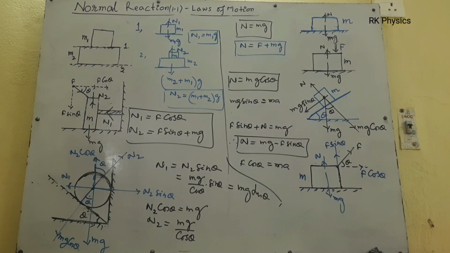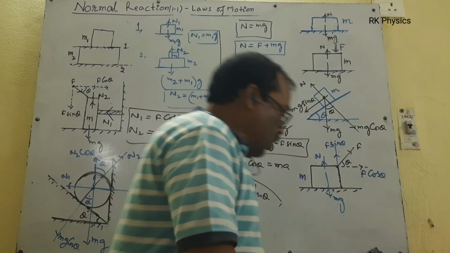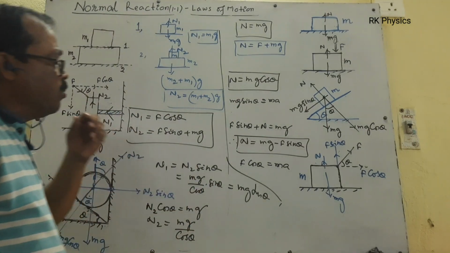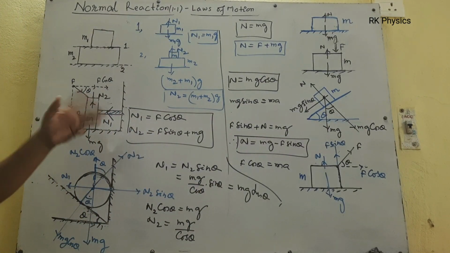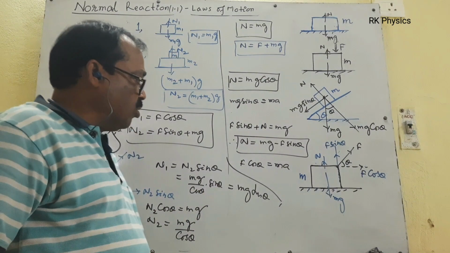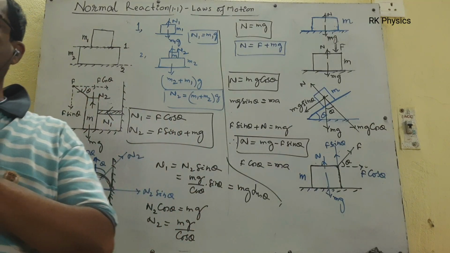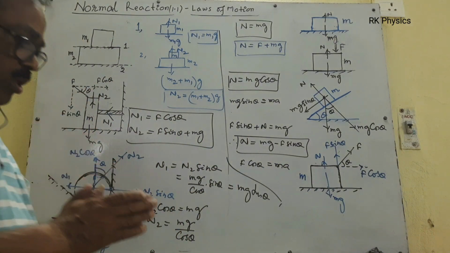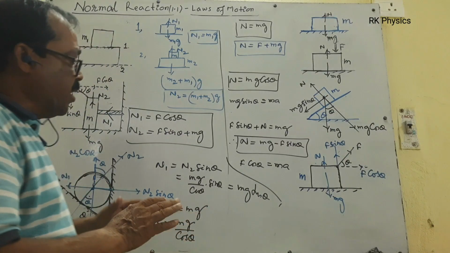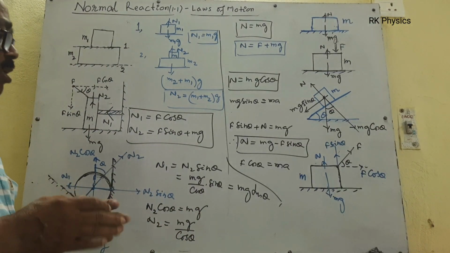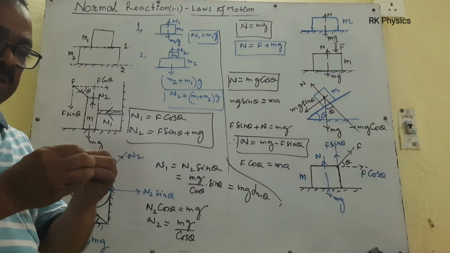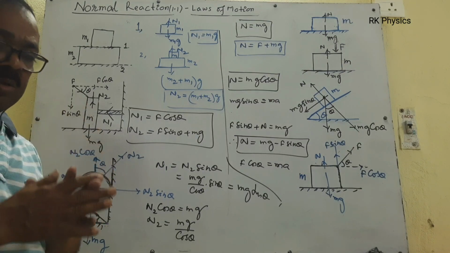So in this way you calculate, find out normal reactions. These are the simple techniques for finding normal reactions, and in the next video we will discuss some more complicated figures to calculate the normal reactions.